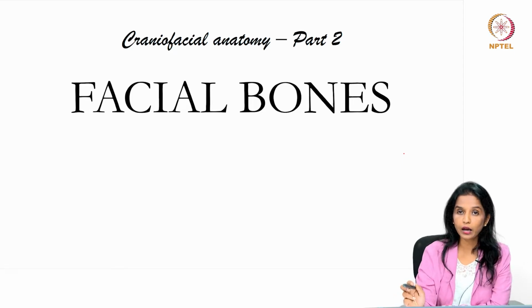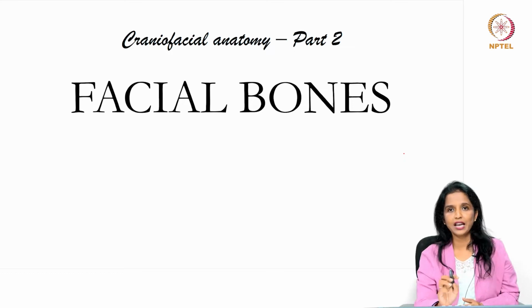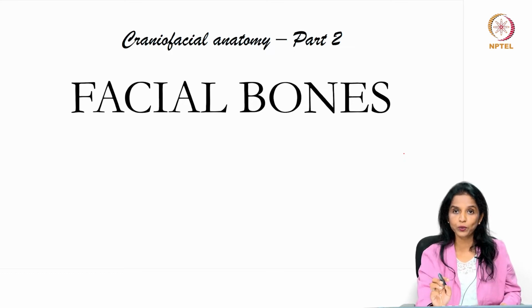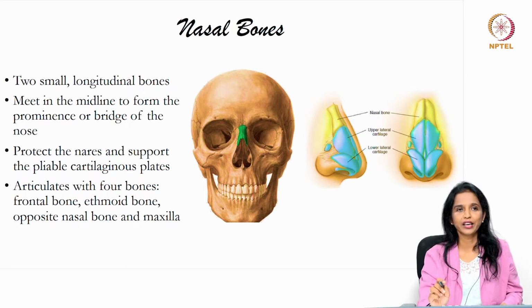A quick recap about what we read about the number of bones. We know that the cranium is made of 8 bones and facial bones are totally 14 in number. So that is what we are going to quickly read through about the facial bones. Additionally, we will also be reading about the sutures, the foramina and your sinuses.